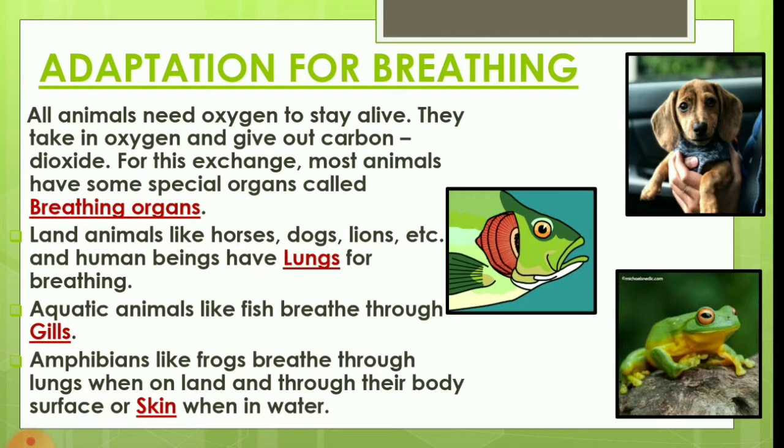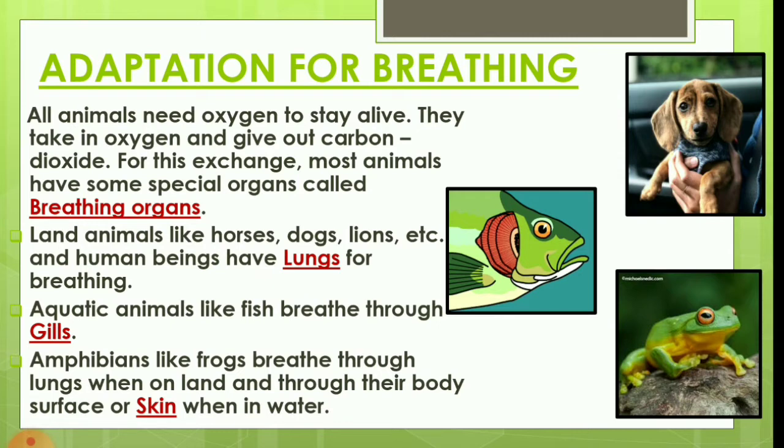Now aquatic animals, they live in water like fish. So they don't have lungs. So for breathing, they have gills. Gills is their breathing organ. These gills absorb the oxygen present in water and release carbon dioxide in water again. Amphibians. Now what are amphibians? Amphibians are the animals which live on land and water both, like frogs. Amphibians like frogs breathe through lungs when on land and through their body surface or skin when in water.